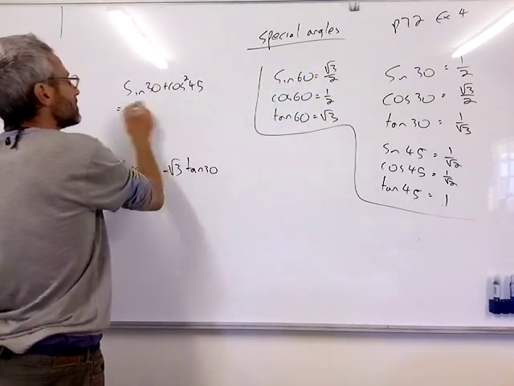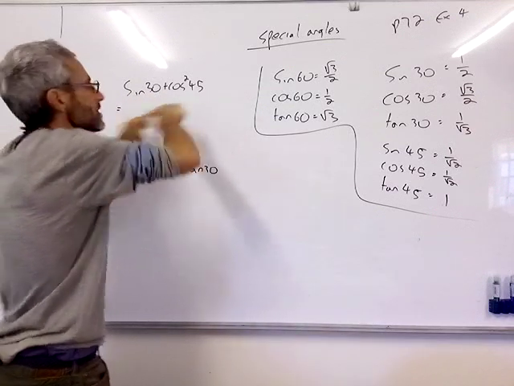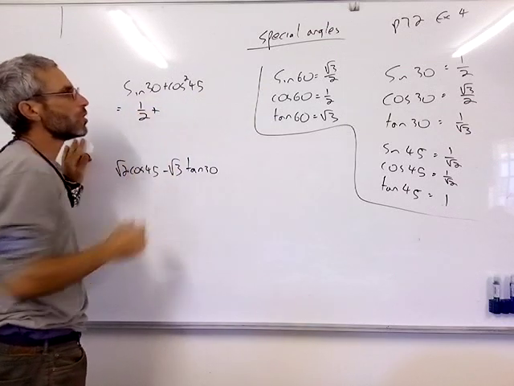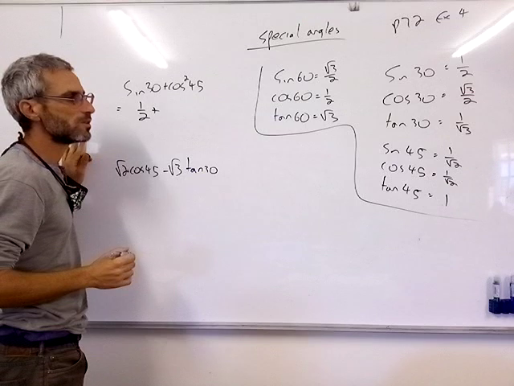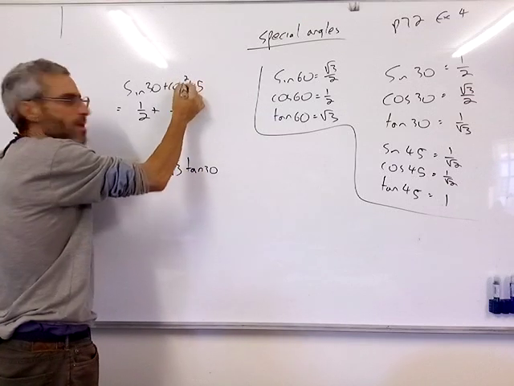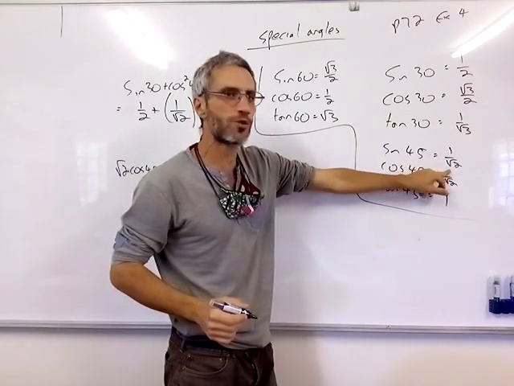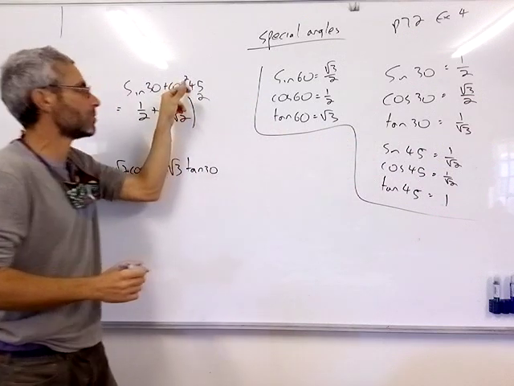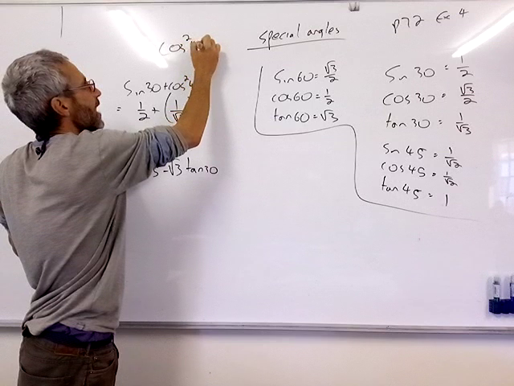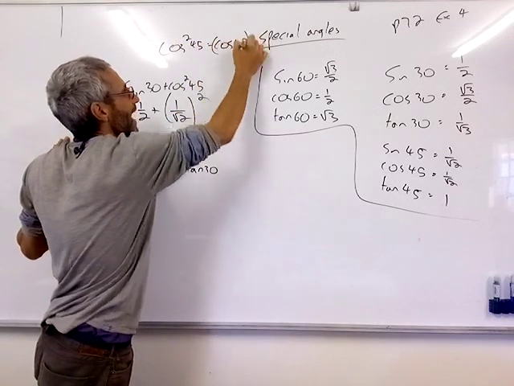So I'm asked to find out what sine 30 plus cosine squared 45 is. What is sine 30? You can just look here. It's a half, so I'm going to write half plus. What is cosine 45? 1 over square root 2. But that square means I need to square it, right? Remember that this is cosine squared 45. When we write it down on paper, what we really mean is do cosine 45 and square it.